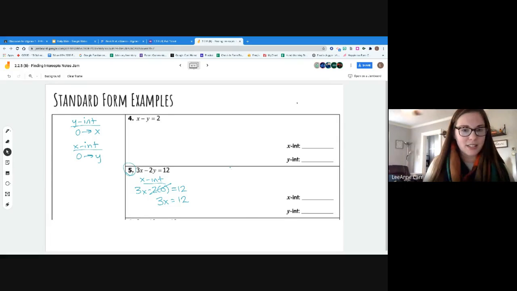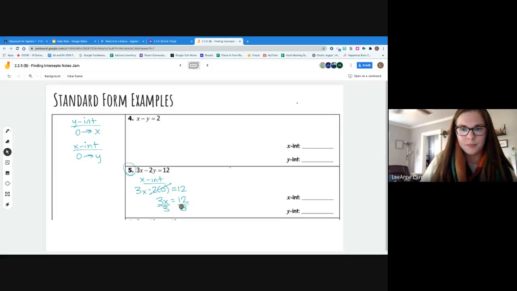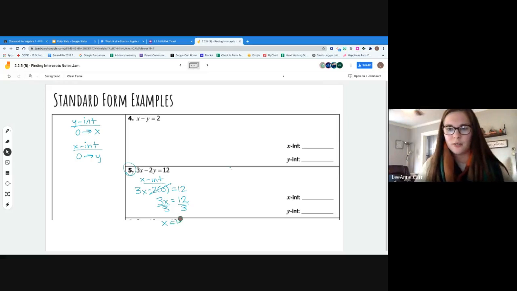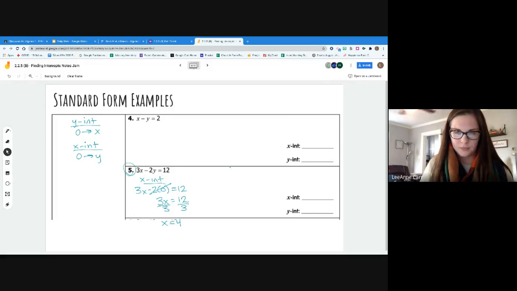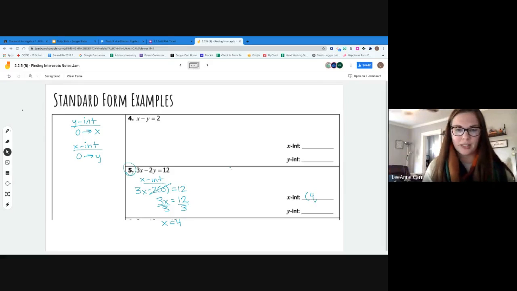And then this is a one-step equation that we know how to do. 3x equals 12. All we got to do is divide by 3 on both sides. And we're just going to get x equals 4. Okay, and when we write our answer, since this is the x-intercept, we're going to put that in the x spot and a 0 in the y spot.